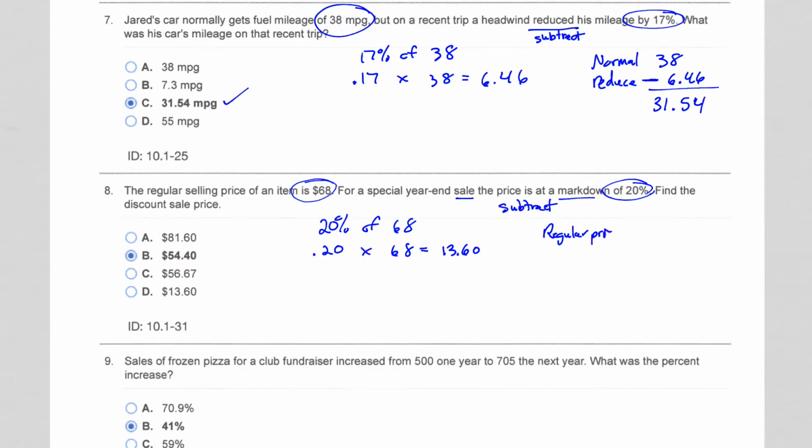That's the discount. So we're going to say, okay, well, the regular price is $68. We have a discount of $13.60. We want to subtract that to see what the sale price is. And that's going to be $54.40.